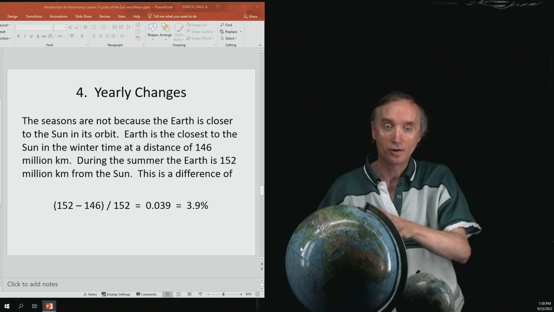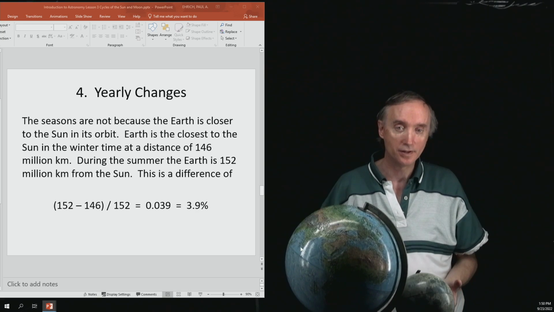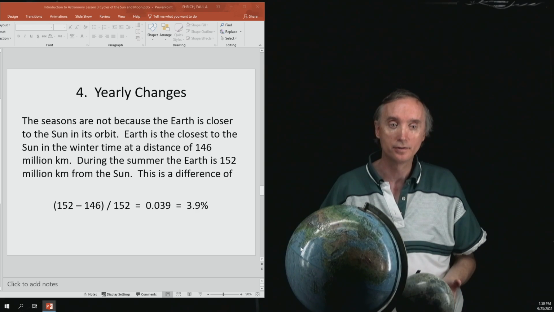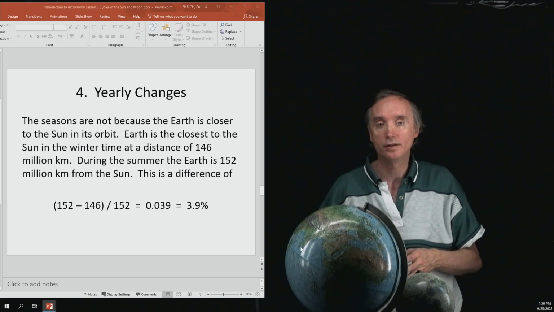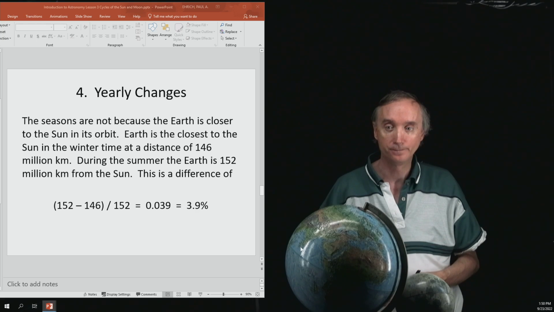Now, if we were to take the Earth and move it to where Mercury is, of course it's going to be hotter. So distance does play a role in determining the overall temperature of a planet, but it doesn't play a role in determining the seasons on the planet.